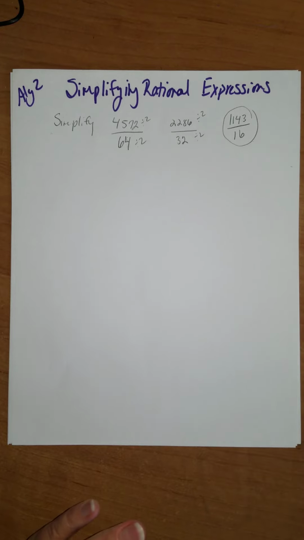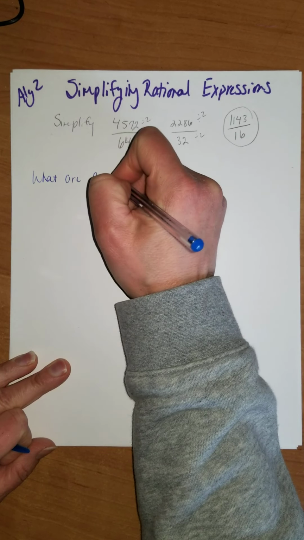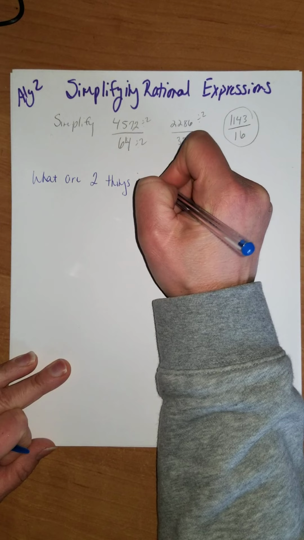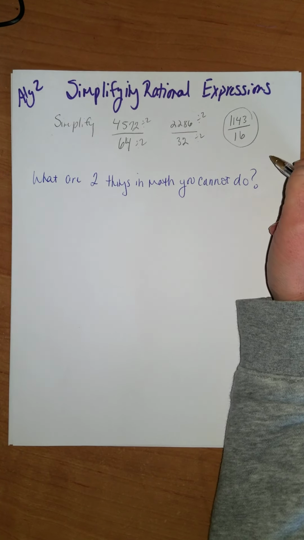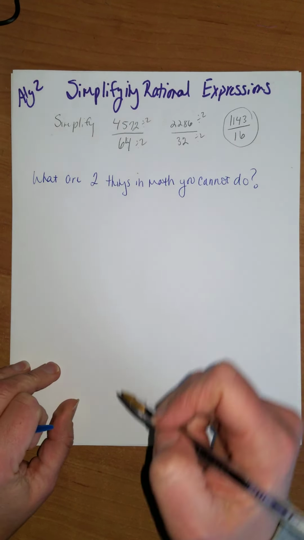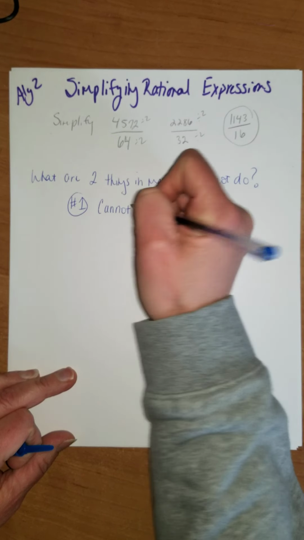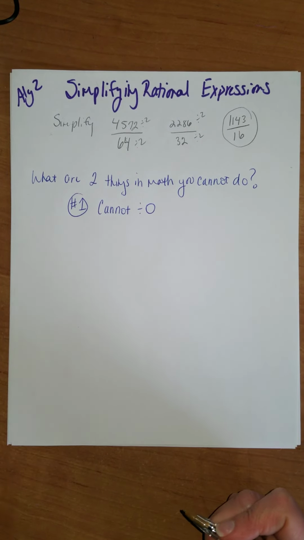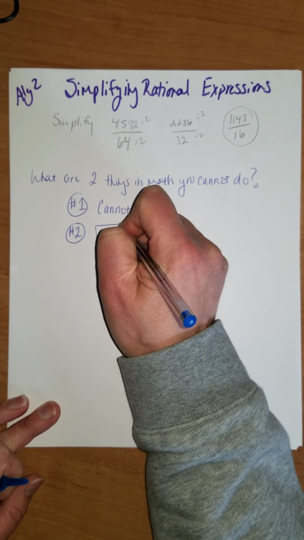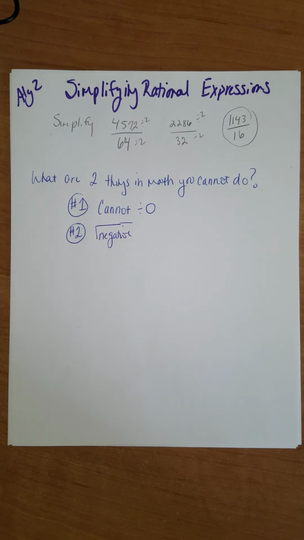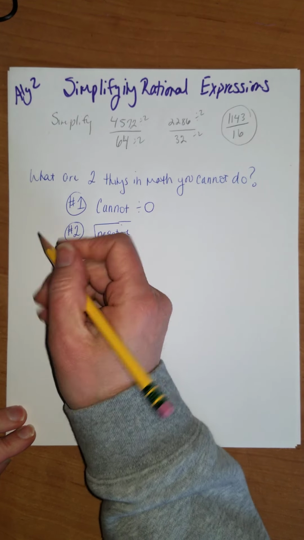So my next question for you guys is, what are the two things in math that you cannot do? I feel like we talked about this a little bit when we were talking about the domain of a function, because this is directly related to that. One thing we cannot do, we can't divide by 0. You can't have 0 in the denominator. It means the same thing. And the second thing we cannot do is take the square root of a negative number. What you're not going to be happy about is that eventually we can, but for now, we can't, okay?